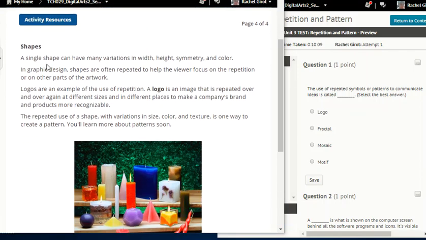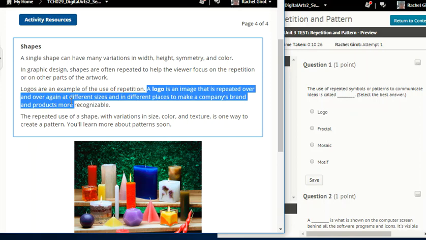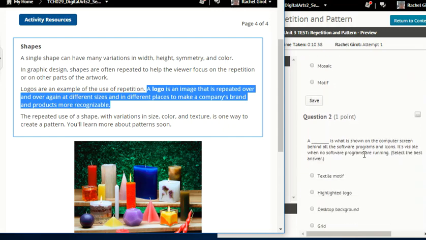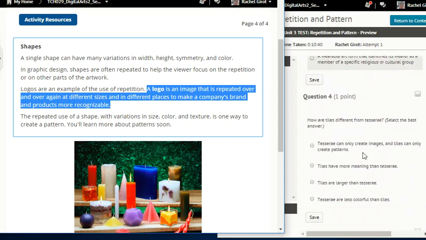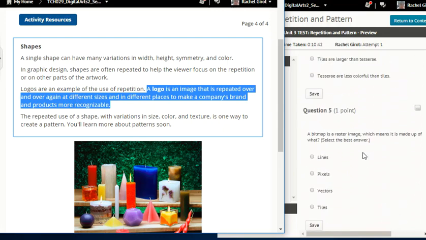Shapes. A single shape can have many variations in width, height, symmetry, and color. In graphic design, shapes are often repeated to help the viewer focus on the repetition or on other parts of the artwork. Logos are an example of the use of repetition. A logo is an image that is repeated over and over again at different sizes and in different places to make a company's brand and products more recognizable. I remember that. I know I saw that question.